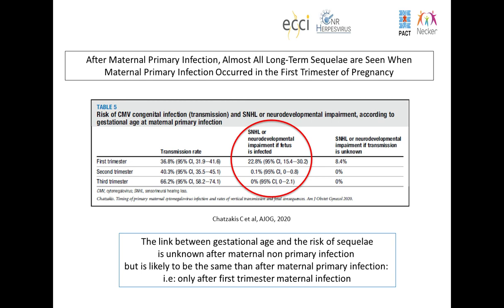And you see on that slide a table coming from a meta-analysis of the literature that shows that hearing loss and neurodevelopmental impairment in infected fetuses occurred at a frequency of 23% when the babies were infected after a maternal infection in the first trimester, and the long-term sequelae were close to zero when the babies were infected after a maternal infection in the second or in the third trimester. This link between gestational age and the risk of sequelae is unknown after maternal non-primary infection, but is thought to be the same, meaning only after a first trimester maternal infection.